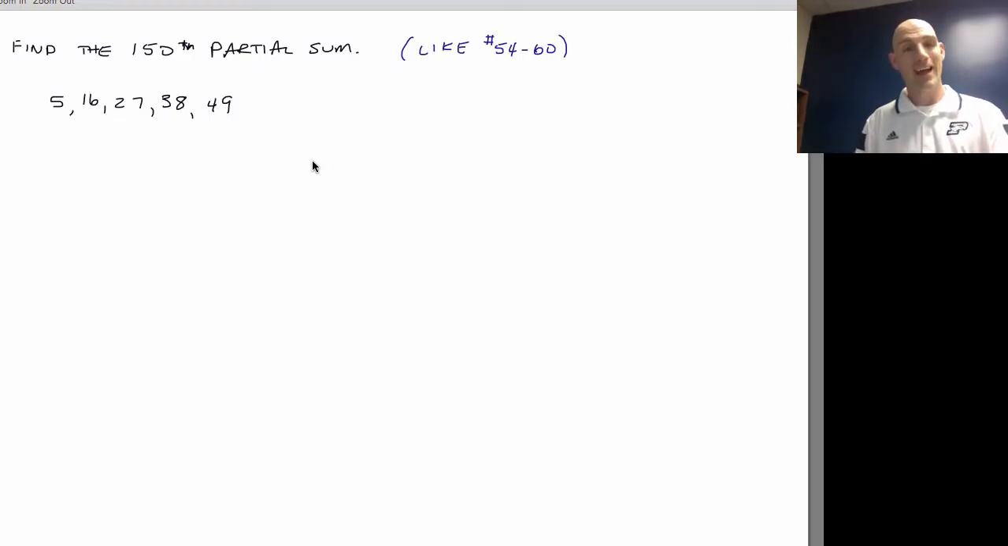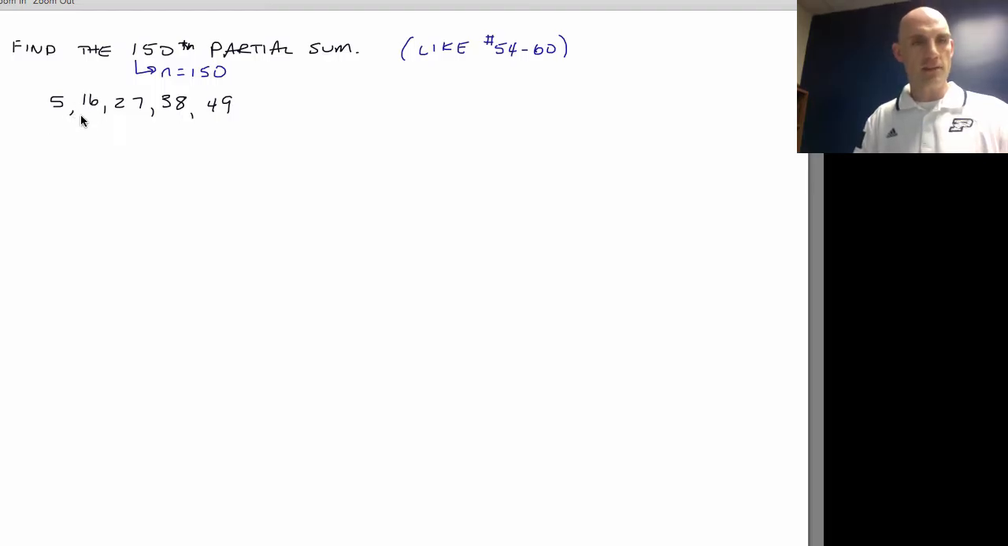Welcome back. This is the last example in section 8.2. This is dealing with partial sums. So when we say find the 150th partial sum, this basically means that n equals 150. Okay, so the number of the term is 150. We don't know what that term is. We don't know what the number is.